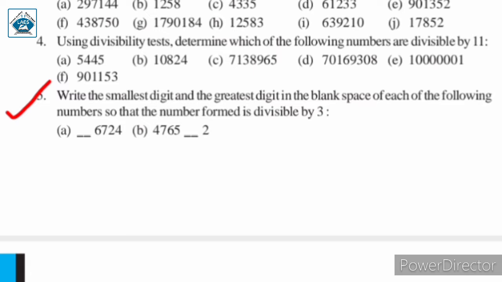Write the smallest digit and the greatest digit in the blank space of each of the following numbers so that the number formed is divisible by 3. First, blank space 6724. In this question, we have to find the smallest digit and greatest digit and write that digit in the blank space in the given numbers so that the number formed after writing the digit is divisible by the number 3. So let us see the solution.